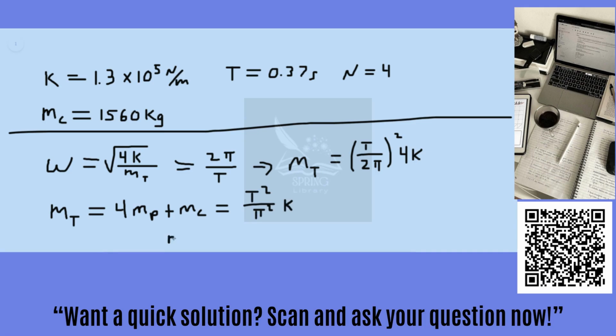If we solve then for m sub p, we find that m sub p is equal to 1/4 times T squared over pi squared times k minus m sub c. Plugging these values into the expression, we find that each passenger is equal to approximately 61 kilograms, which we can box in as the solution to our question.